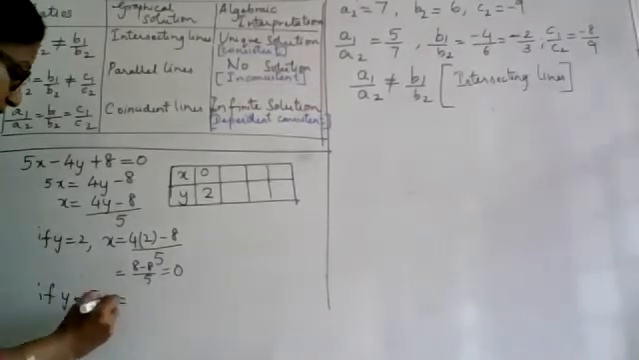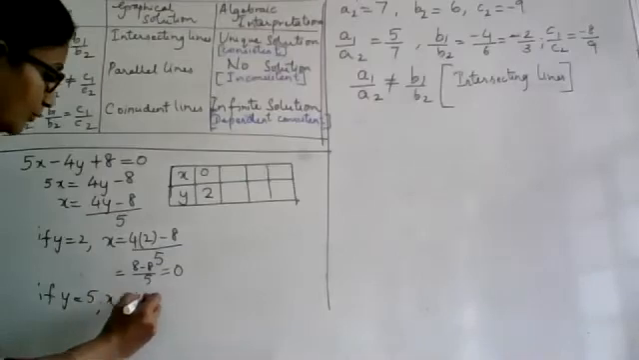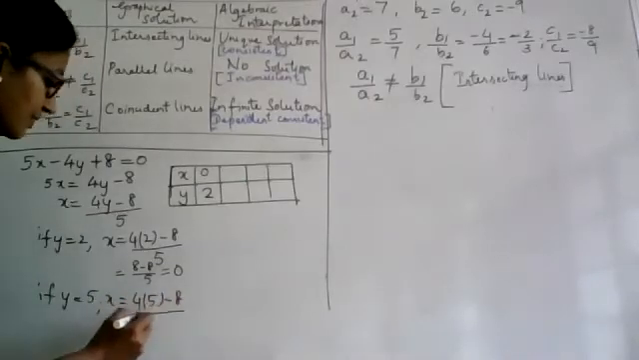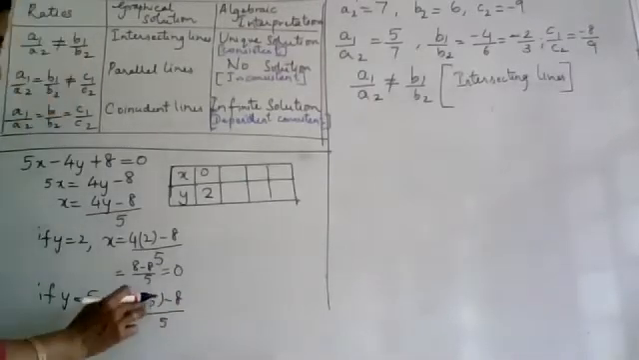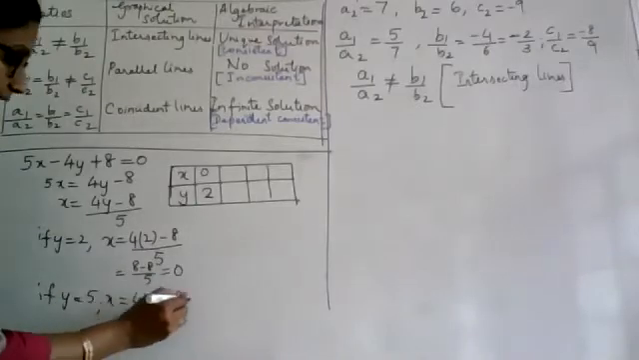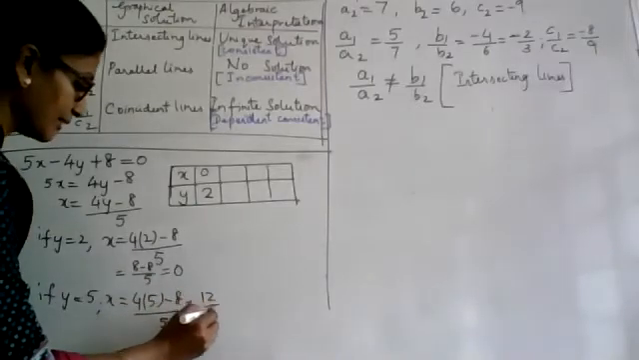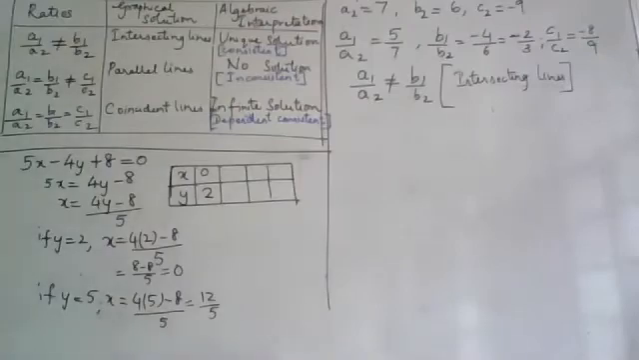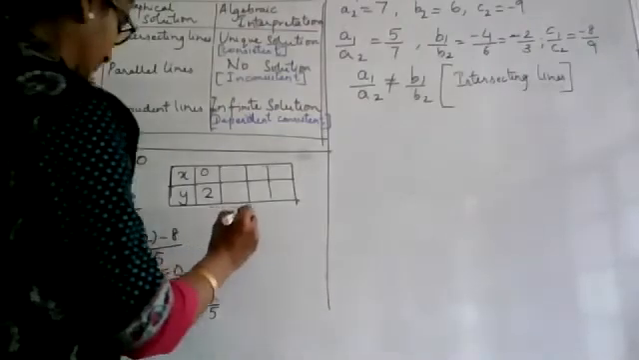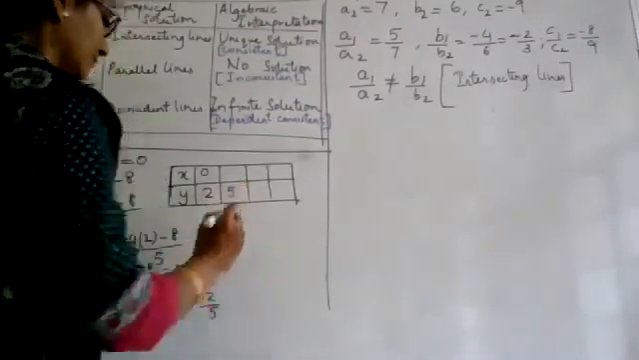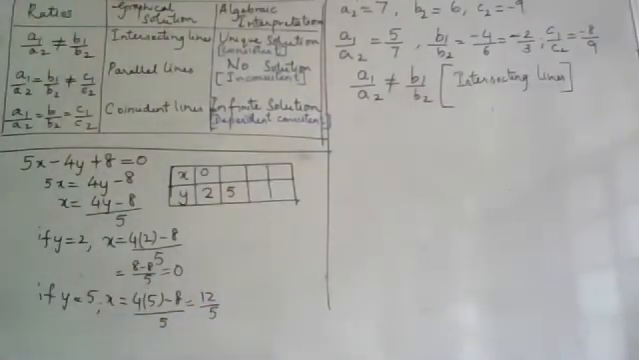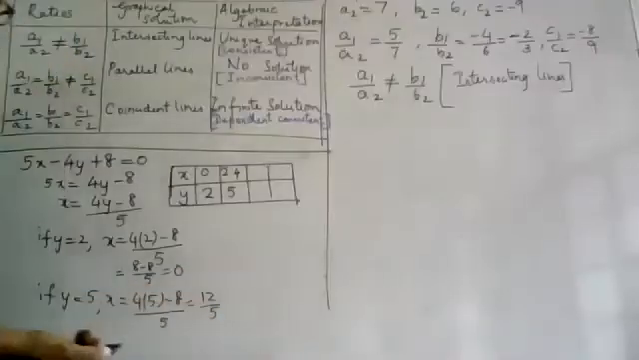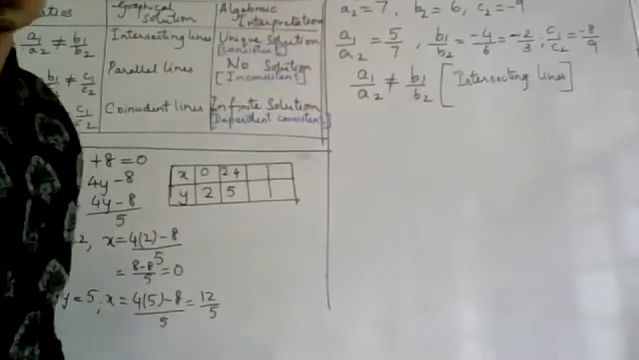So your x will be equal to 4 into 5 minus 8 divided by 5. So 4 5s are 20. 20 minus 8 will be 12 divided by 5. What will be 12 divided by 5? 5 2s are 10. You carry your 2.4. 2.4 should be possible. Let us see if you are able to do it.